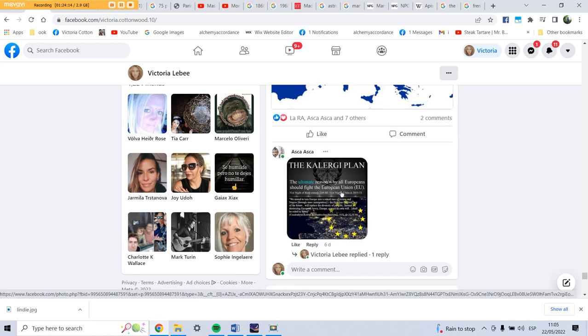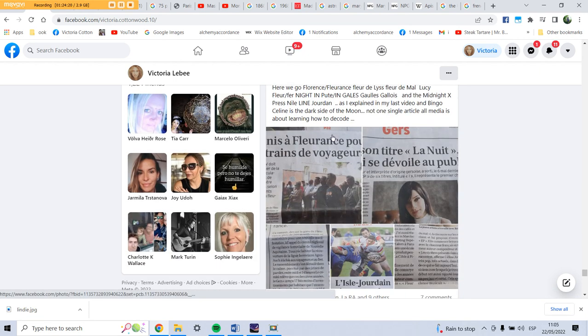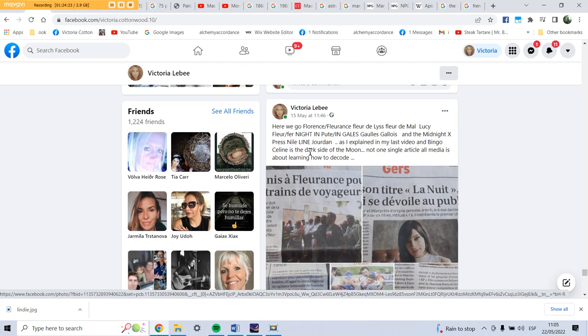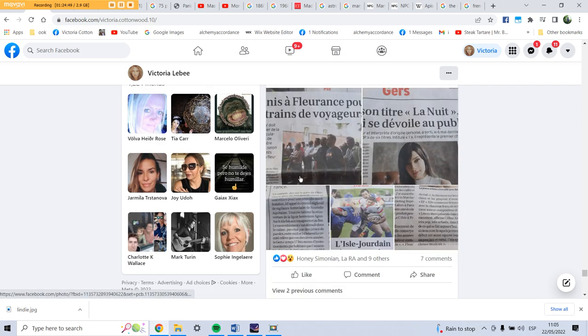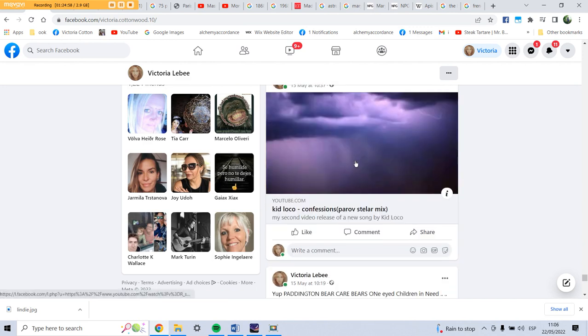Scorpio, Europe, the Kaligi plan. And I was talking about Florence Nightingale, and it was all over the newspapers. Here we go, Florence, Fleur de Lis, Fleur de Mal, where they actually put the flower of Badminton, Lucy Fleur, Nightin, Putin, Gales, Gaul, Gaulois, and the Midnight Express, Line, Jourdain. So we've got the Elizabeth Line, it's the new Midnight Express, the Solstice Line, and that was the French newspapers. Yeah, and video from 3 years ago talks all about what's happening right now. You can go and find that.